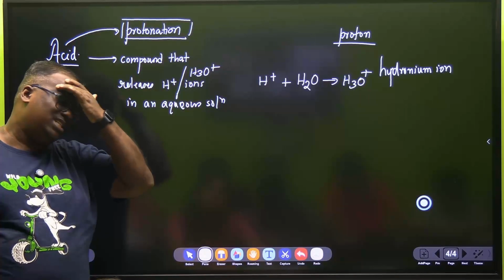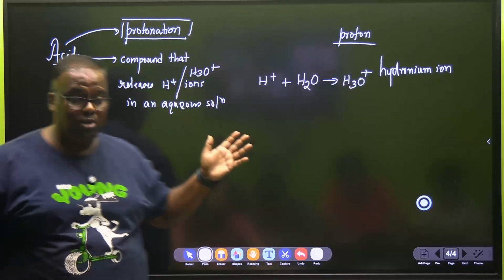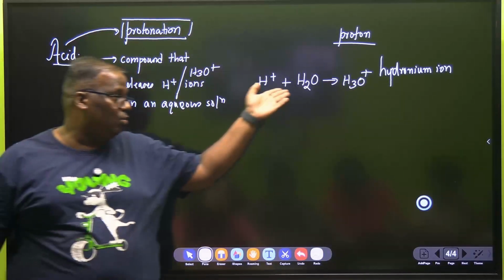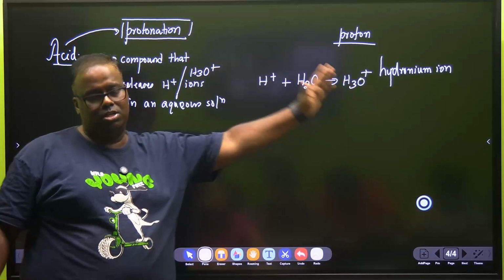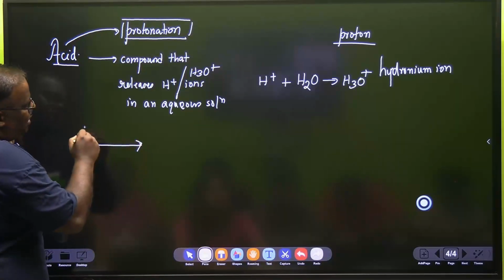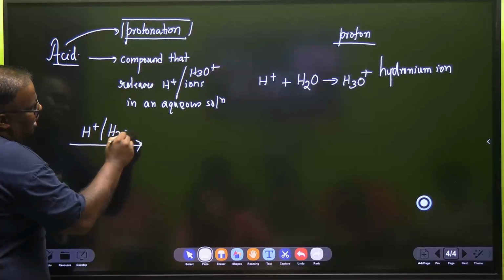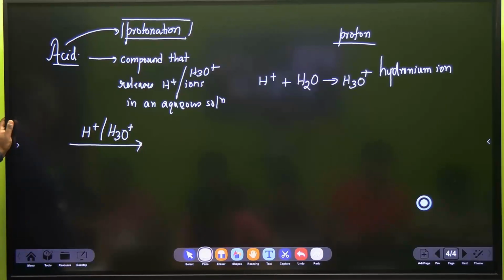So what does an acid release? An acid releases H plus. That H plus will be released always in the aqueous medium. The aqueous medium has got water. It reacts with the water molecule, forms H3O plus. So in chemical reactions, when they say acidified environment, they will always write like this: H plus, H3O plus. This means what? Acidic environment. The reaction is happening in acidic environment.